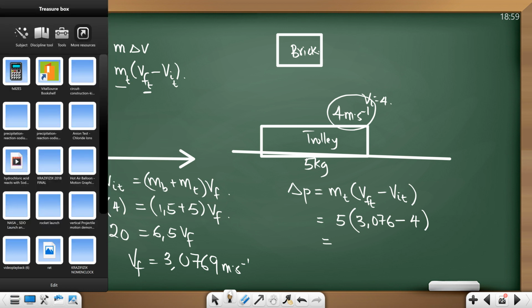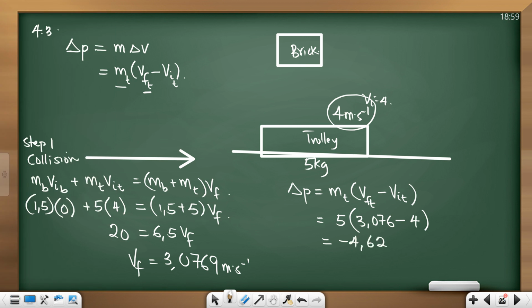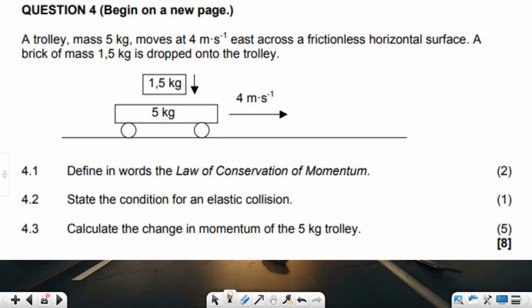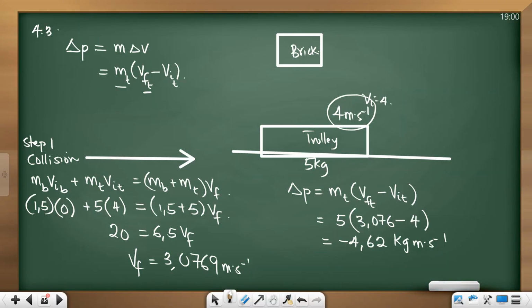So negative 4,62 kg meters per second. But are we looking for magnitude? Let's see. No, we're not looking for magnitude. So we need a direction. My answer therefore will be 4,62 kilogram meters per second in the opposite direction of motion.